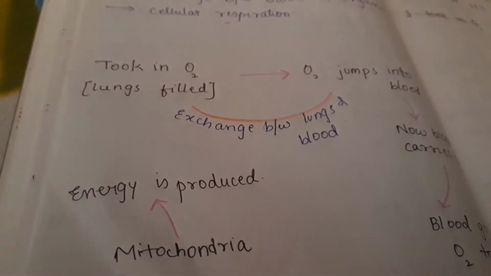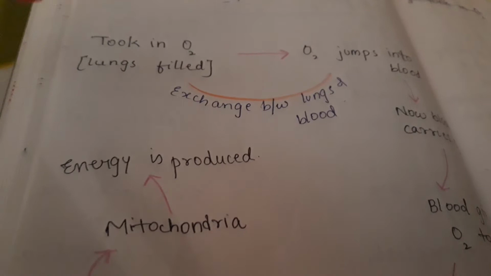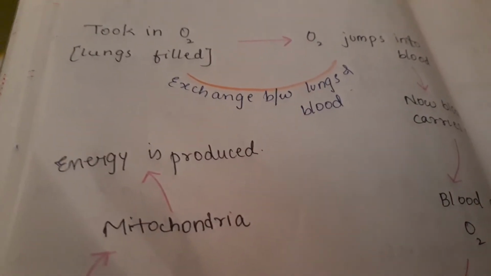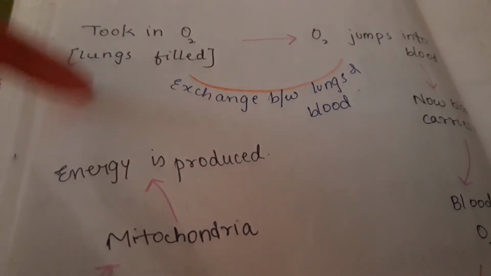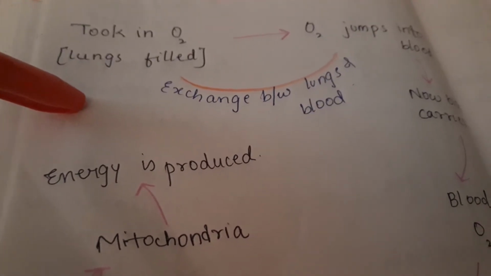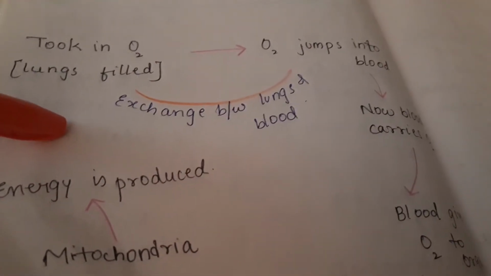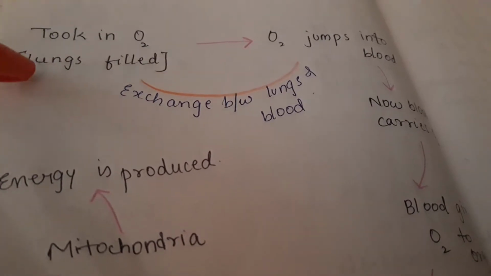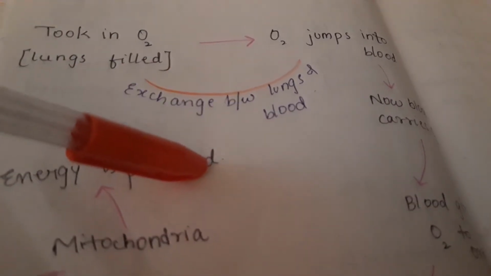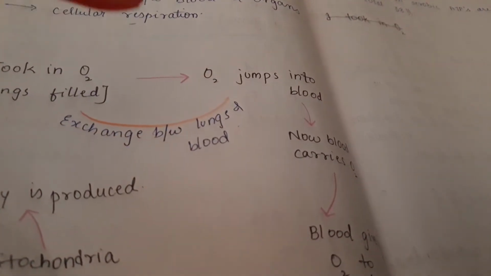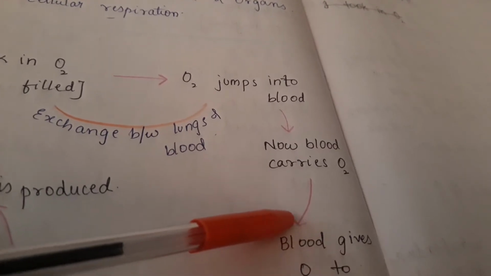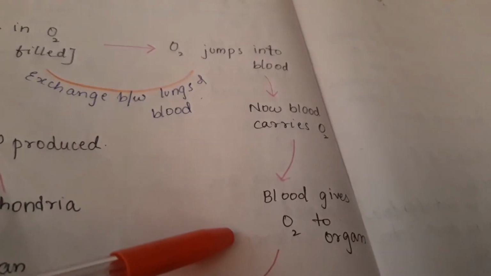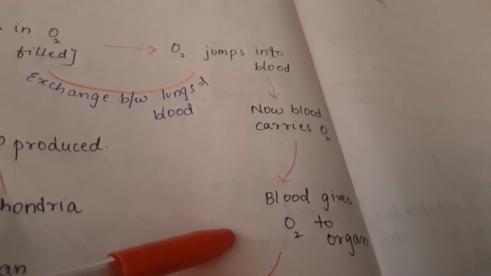Now what happens is, when we take in oxygen, our lungs are filled with oxygen. Then the exchange between lungs and blood takes place, and this oxygen jumps into the blood. Now the blood is carrying oxygen. This blood goes to all the organs and gives oxygen.